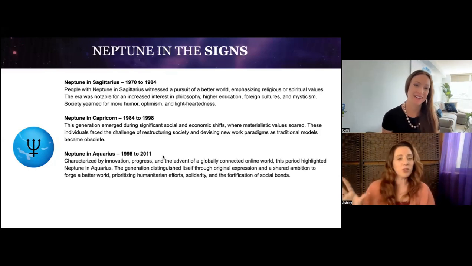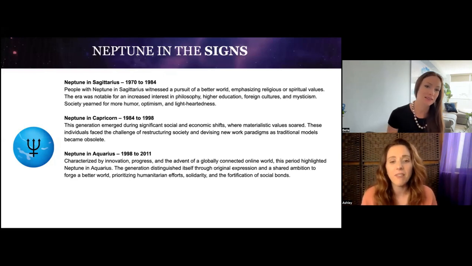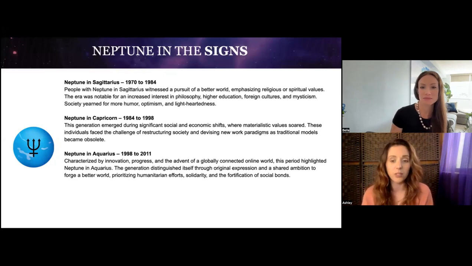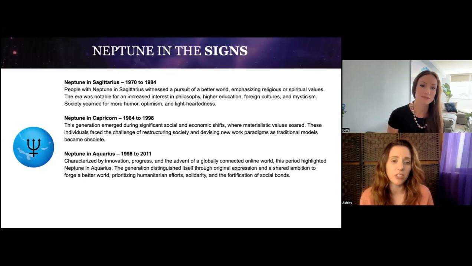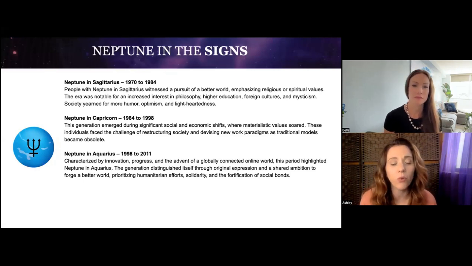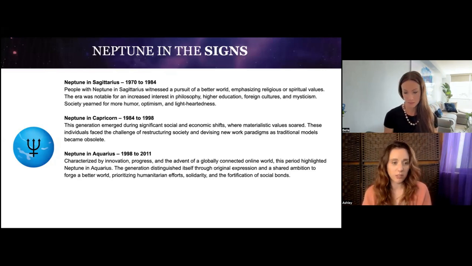So Neptune in Aquarius, characterized by innovation, progress, and the advent of a globally connected online world. Yep. This period highlighted Neptune in Aquarius. The generation distinguished itself through original expression and a shared ambition to forge a better world, prioritizing humanitarian efforts, solidarity, and fortification of social bonds.